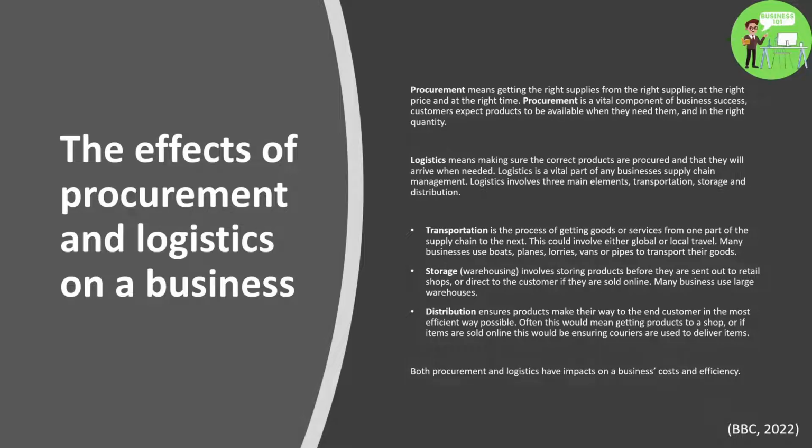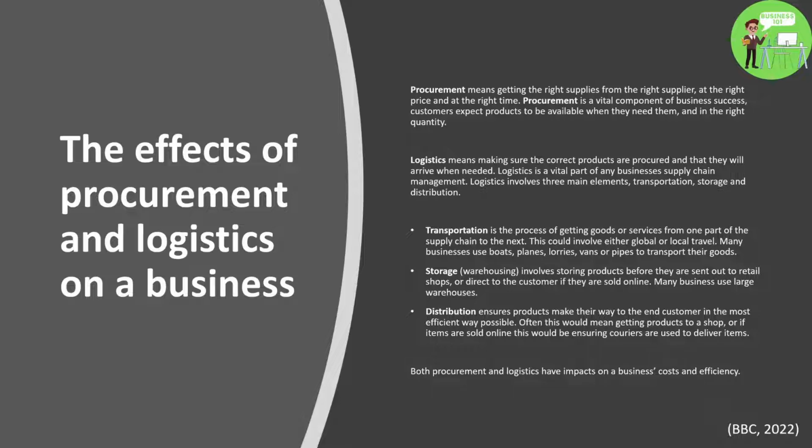Logistics. So logistics means making sure the correct products are procured and that they will arrive when needed. Logistics is a vital part of any business's supply chain management. Logistics involves three main elements: transportation, storage, and distribution.